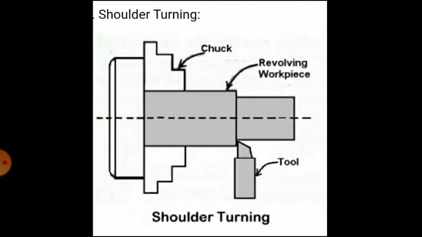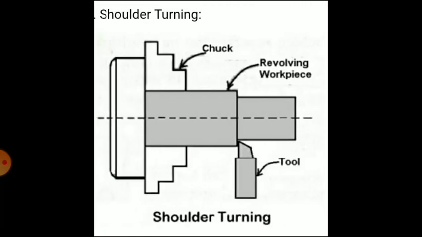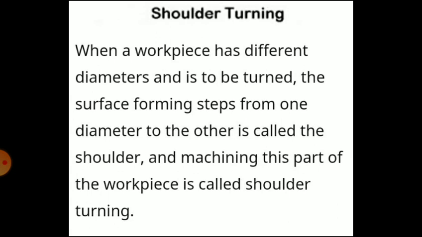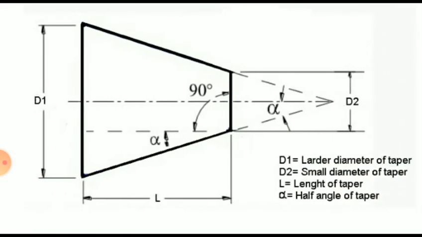Next is shoulder turning. When different diameters are to be turned on a workpiece, a step is formed from one diameter to the other. It's called the shoulder, and the machining process is called shoulder turning. The work is made to rotate about the lathe axis and the tool is fed parallel to the lathe axis to form the shoulder.